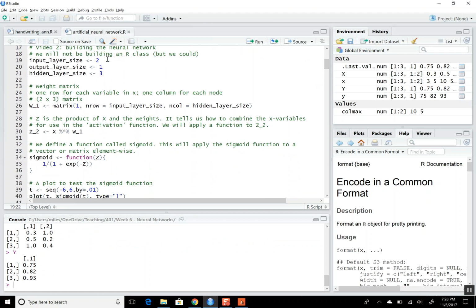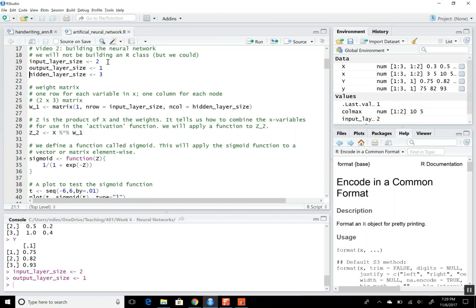I'm going to use variable names in case at some point we want to change the hidden layer size, so that rather than searching everywhere it says 3, we just set hidden layer size equal to 3 and can change it later. So input layer size is 2, output layer size is 1, and our hidden layer size in this case is 3.